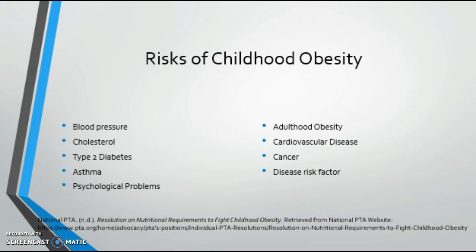Because they are obese as a child, they do run a higher chance of being obese as an adult. Because an unhealthy diet can cause high blood pressure and high cholesterol, they are at risk for developing cardiovascular disease and other heart-related issues. Obesity has also been linked to the prevalence of cancer and a higher risk to develop other diseases as their immune system may be weakened.